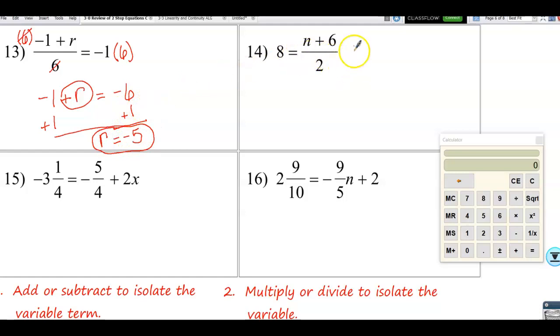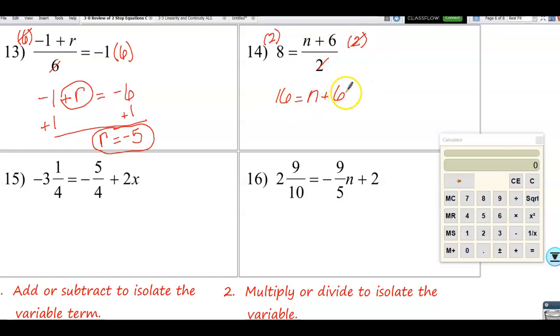Okay. And the last example of this type, again, to free this variable expression, we need to get rid of this 2. This is n plus 6 divided by 2, so our first step is to multiply both sides by 2. 2 times 8 is 16, and these 2's cancel, giving me n plus 6.